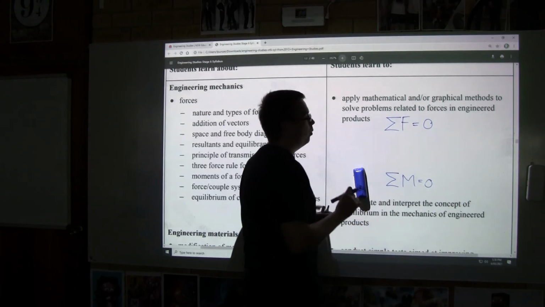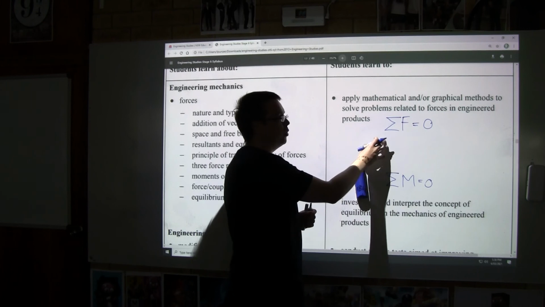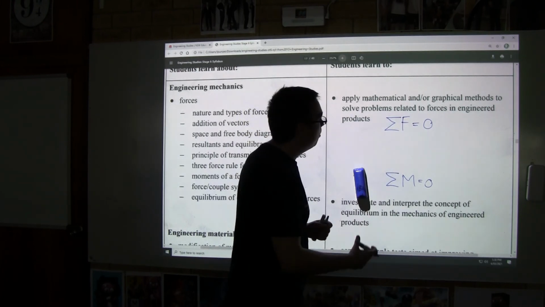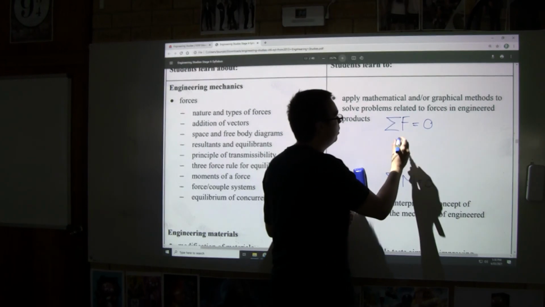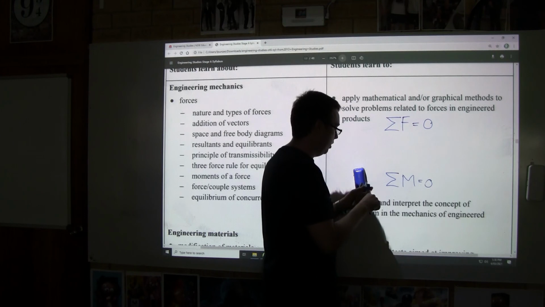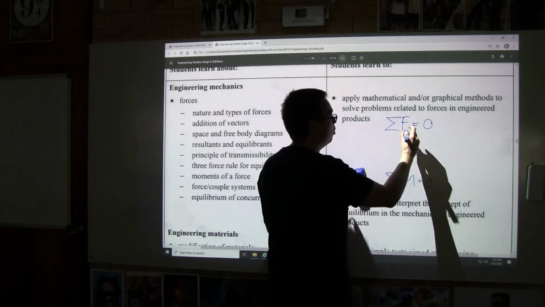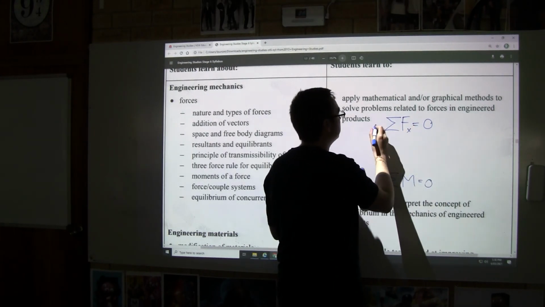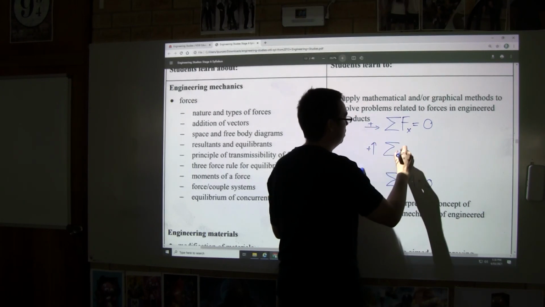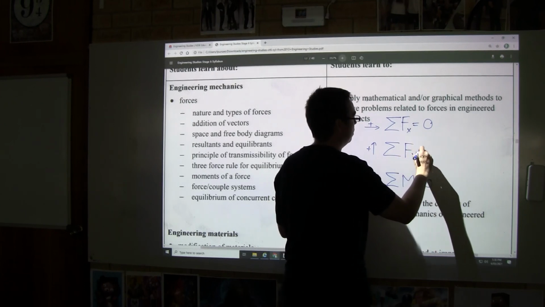Now, we can draw the sum of the forces being equal to 0 by drawing a diagram, which you saw me do many times just earlier. But what we typically want to do, and how we do it on computers, is we instead replace this rule with two smaller rules. We say the sum of the forces in the x direction and the sum of the forces in the y direction have to be equal to 0.